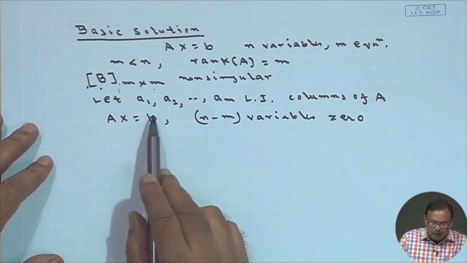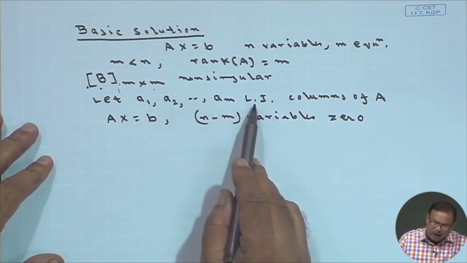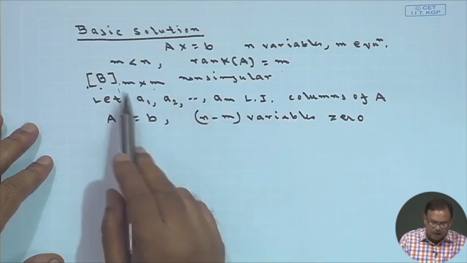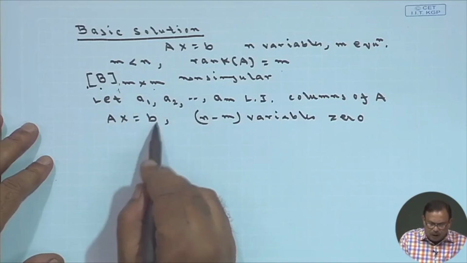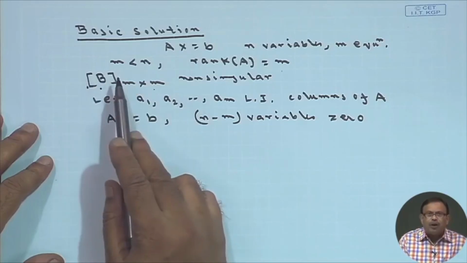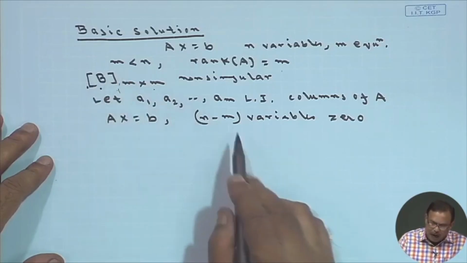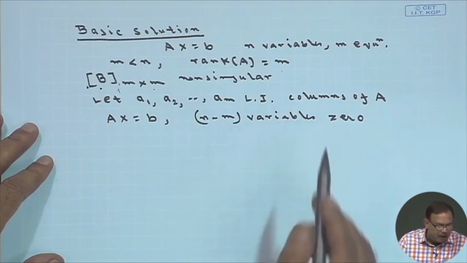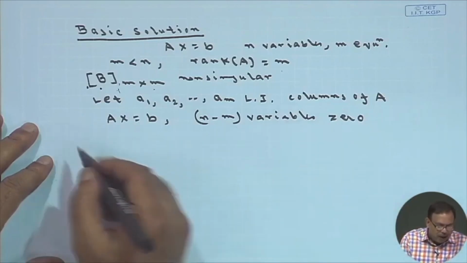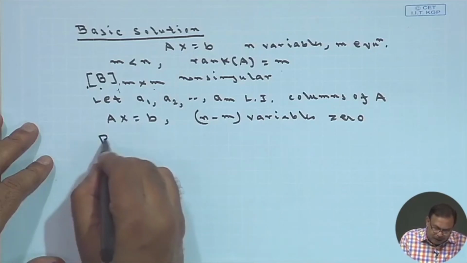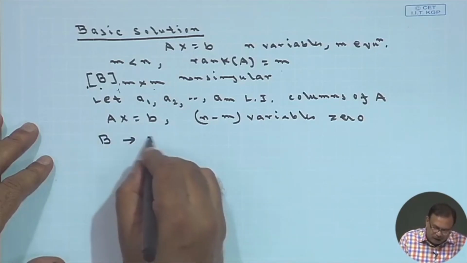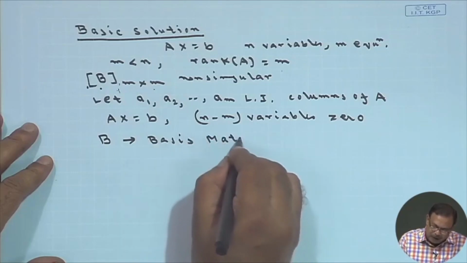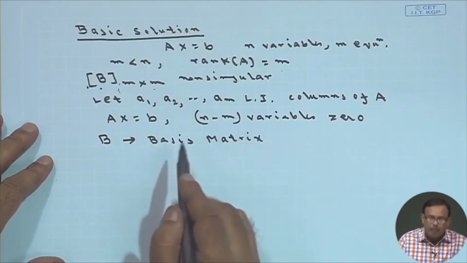So, linearly independent columns are there. I have m decision variables in the matrix from where I can obtain the solution of those decision variables, and the remaining variables we will make n minus m. So this matrix B we call the basis matrix. This matrix B is known as the basis matrix.